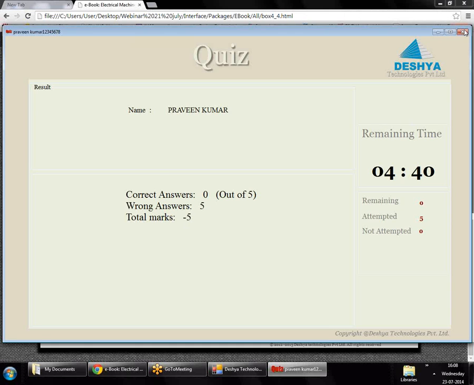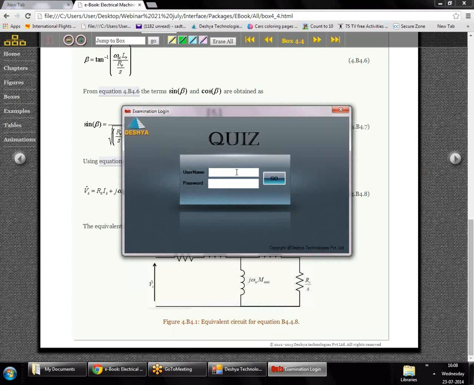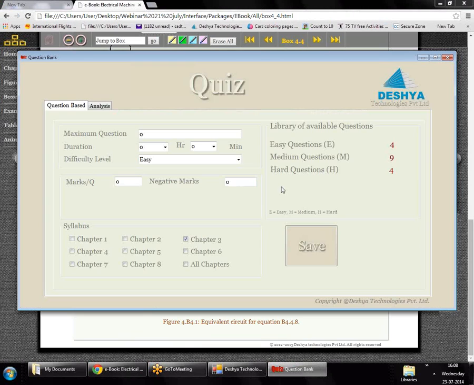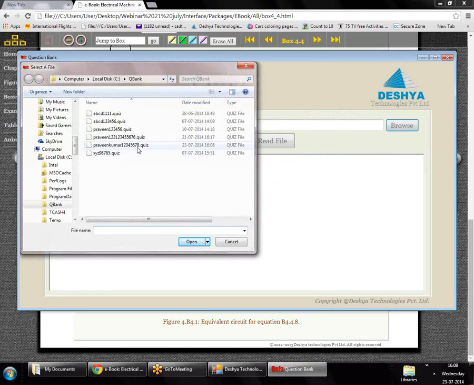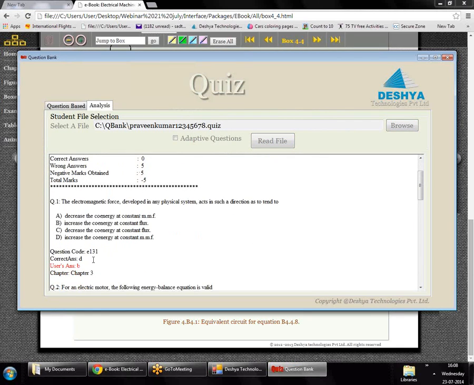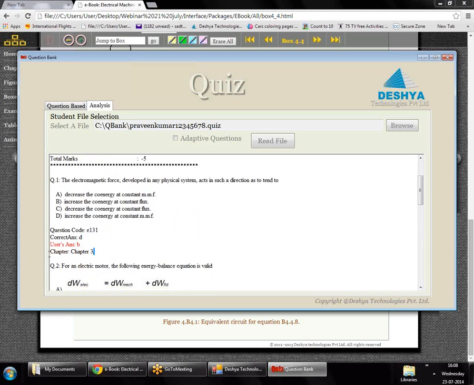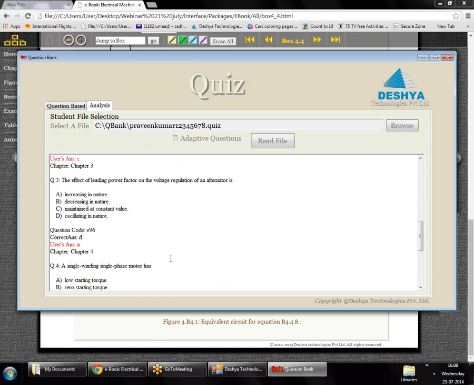This quiz does not end over here. It has another interesting feature where one can see the performance of the student in detail. The teacher or the evaluator can go to the analysis part and check the answer script of each and every student. Here you see the correct answer to the first question was D, but I answered B, and the question was from chapter 3. Similarly, such analysis is given, and the teacher can find out what the weak areas of a student are.